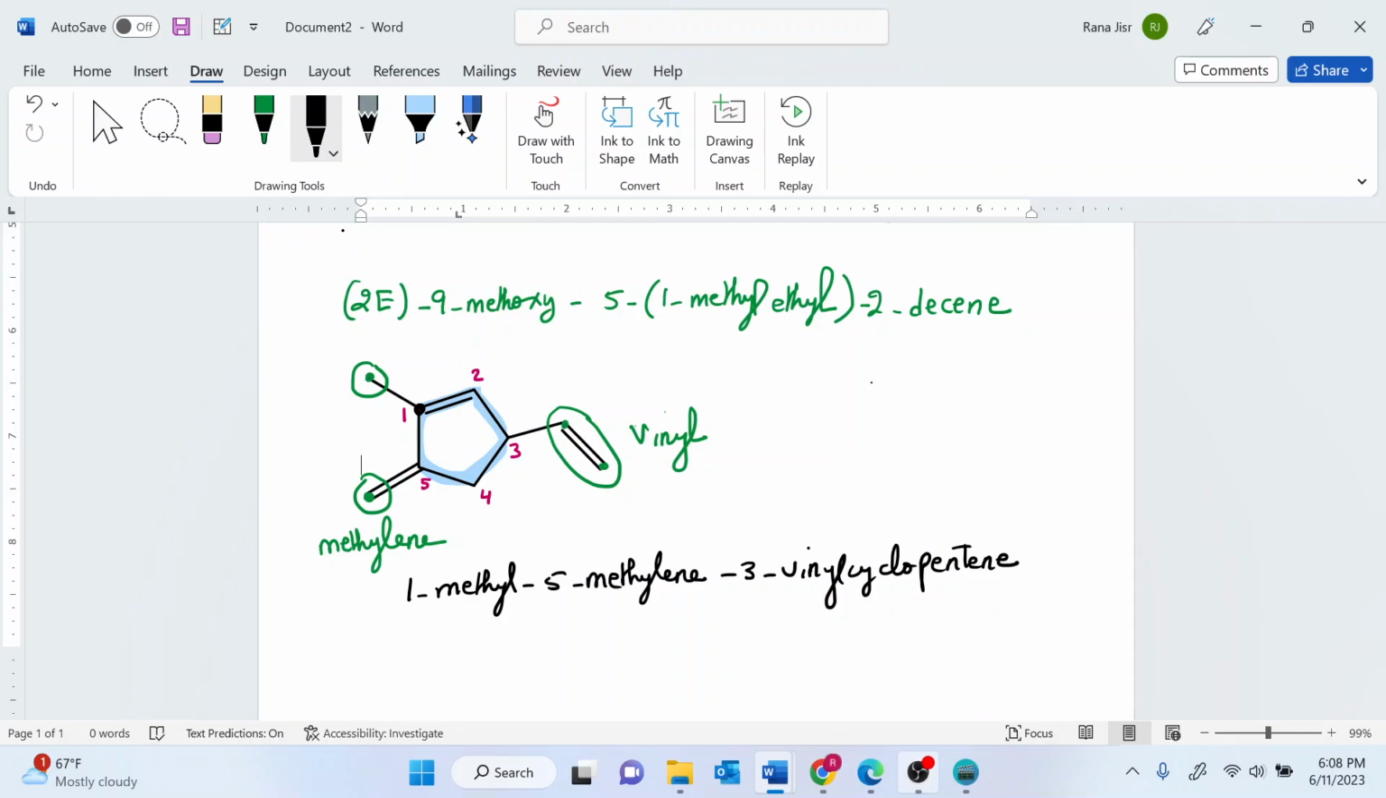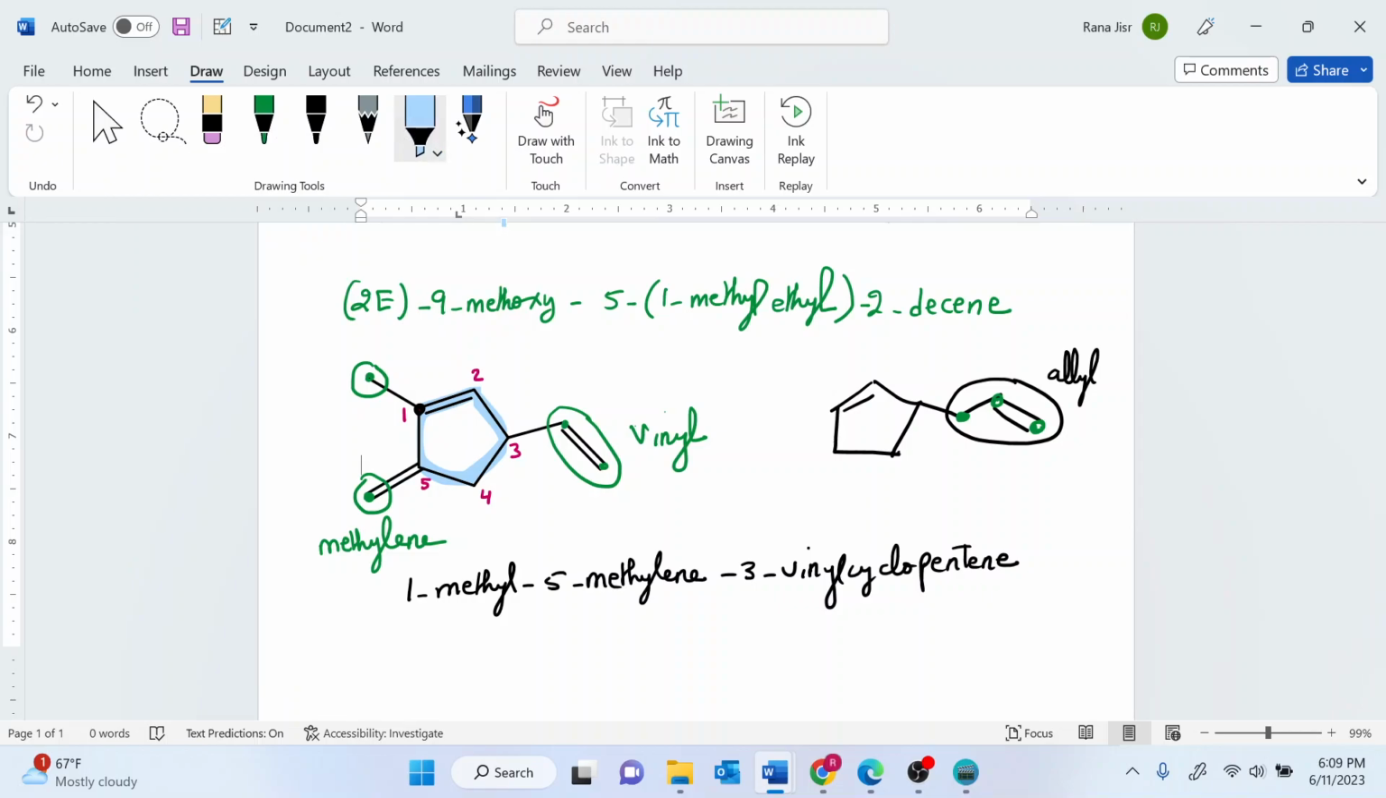Now let's say, for example, we have that same structure there, but instead of the vinyl, we have an allyl group. So we have 1 carbon more between the double bond and the cycle. This is now called an allyl group. And an allyl group is a group that has an alkene, and next to the alkene there is an sp3 hybrid carbon. We've talked about this before.